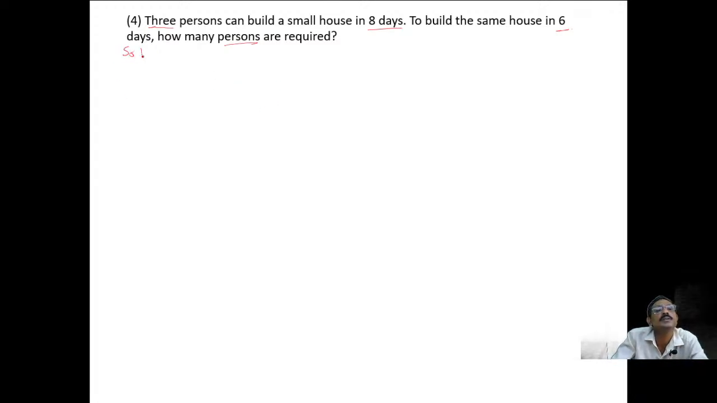Solution. What is the word problem? How many persons are required? Suppose we assume a variable because we don't know this. We know 3 persons in 8 days. But in 6 days, we don't know how many persons. So, let us suppose X persons construct the house in 6 days.